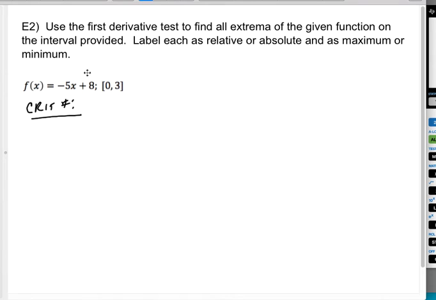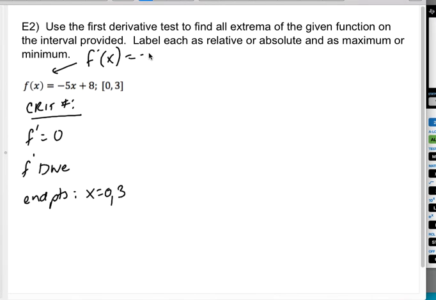So my critical numbers are going to be when f prime is 0 or when f prime does not exist, and I'm going to have to put endpoints on the chart too, right? So my endpoints are going to be 0 and 3. So I want you to look at this and realize that f prime of x is just a negative 5.